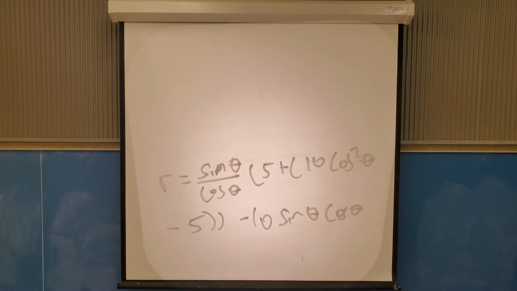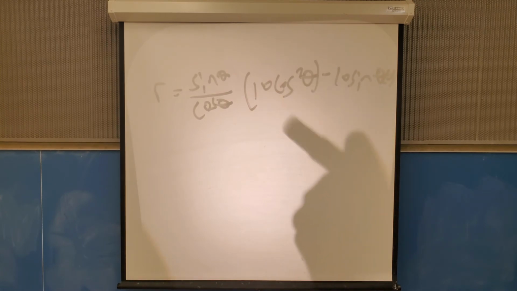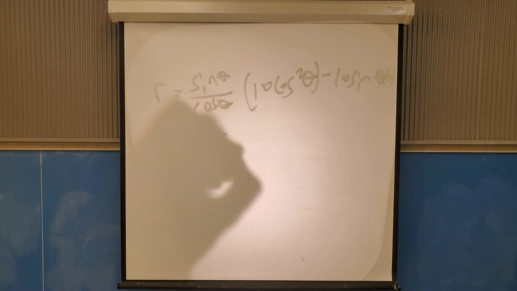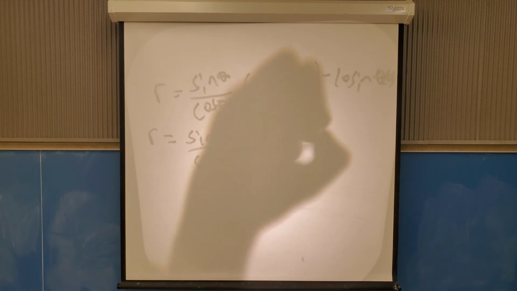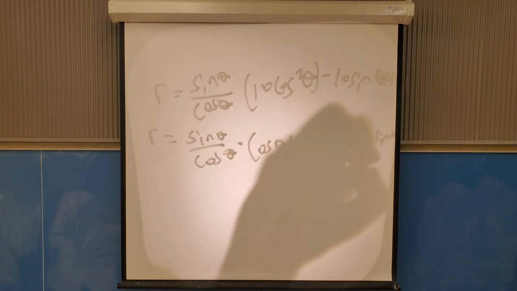All right, and we can go ahead and simplify this down one further by rewriting this once more as R equals sine theta over cosine theta times the quantity of 10 cosine squared theta minus 10 sine theta cosine theta. And now from here, since we have a cosine squared in our first parentheses, we can go ahead and remove that, and that'll help us simplify it even more. So we can just rewrite this. R equals sine theta over cosine theta, and then times cosine theta times the quantity of 10 cosine theta minus 10 sine theta cosine theta.